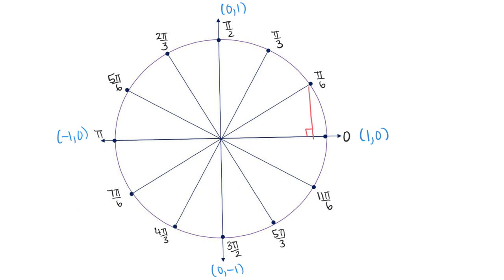Okay, if I drop this down, I get that. What is this? This is 90 degrees. It's divided into 1, 2, 3, which means this is 30 degrees. Okay, this is 30 degrees. The radius is 1, so the hypotenuse is 1.